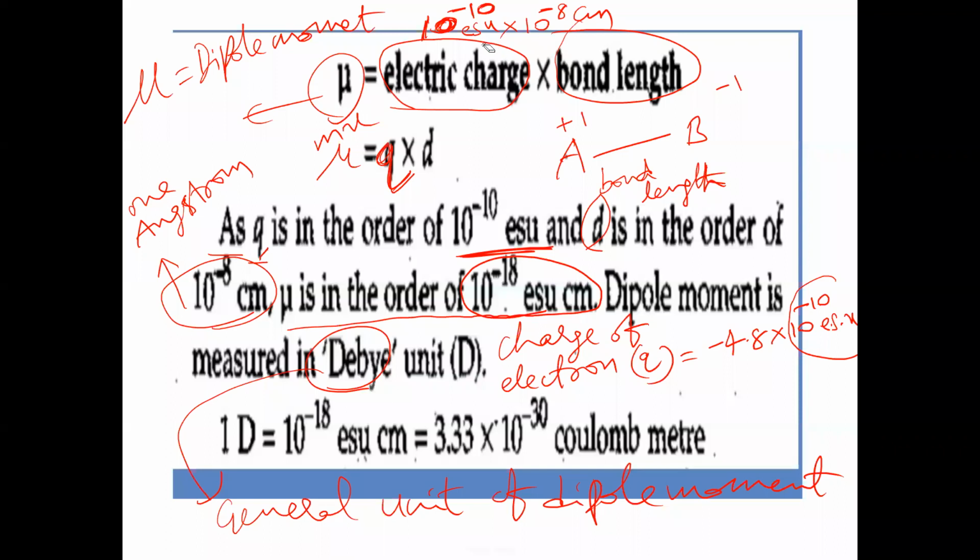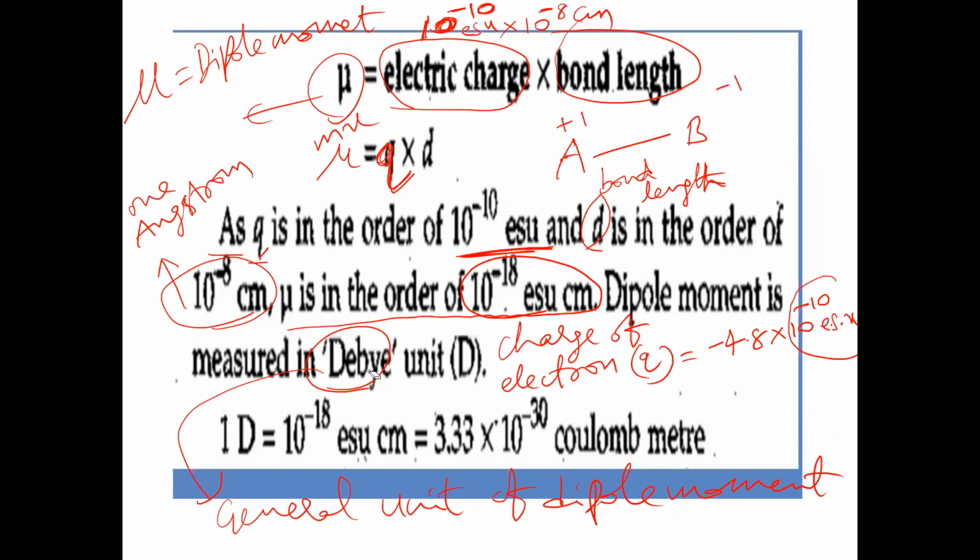If you take the MKS system, we take coulomb into meter. Coulomb is the MKS unit of electric charge. Meter is the MKS unit of bond length. There we take coulomb into meter. Otherwise, in CGS we take ESU into centimeters.